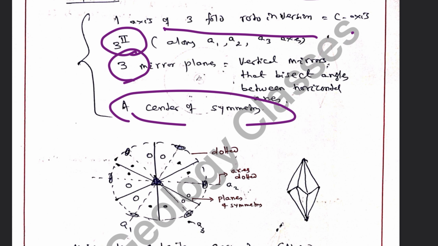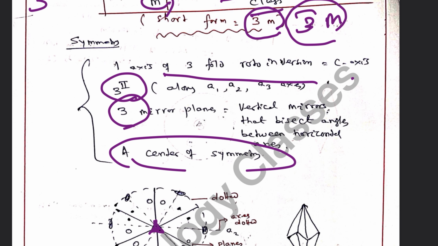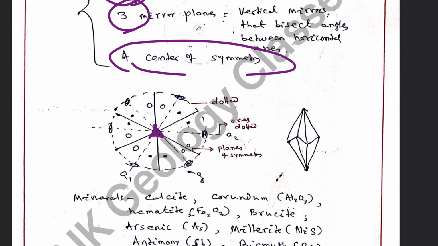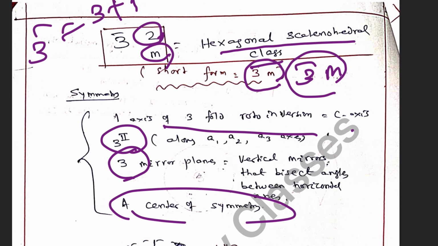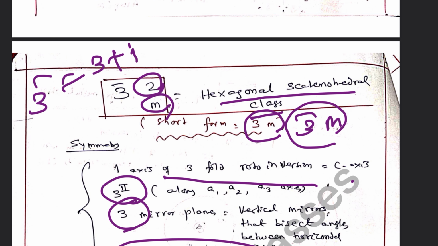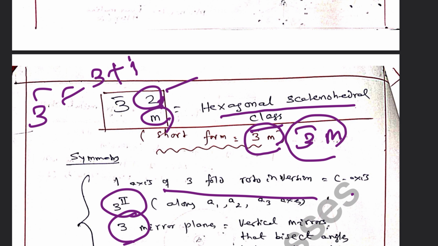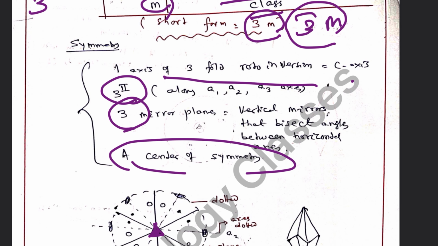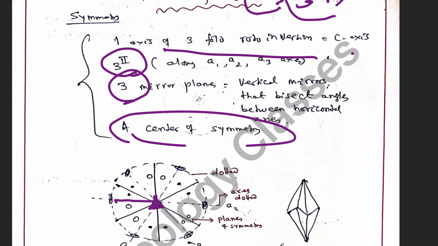So we have one axis of 3 fold, this is one axis of 3 fold. We have the second, 2, that represent axis. So we have 3, these are the 3 axes, these are the 3 axes.